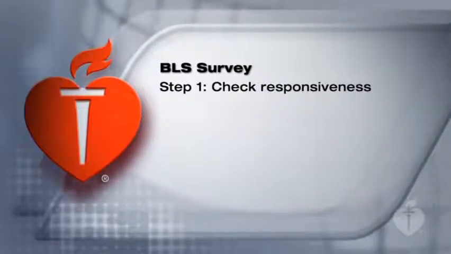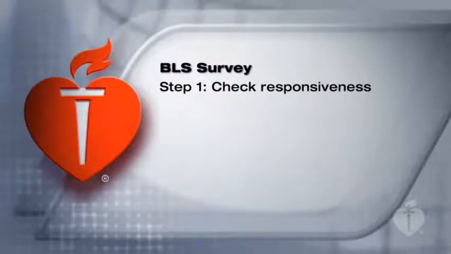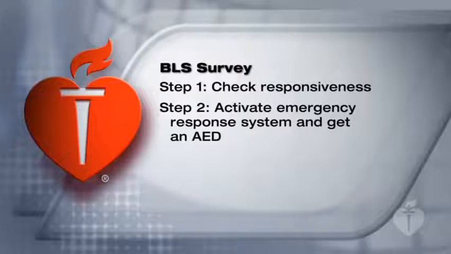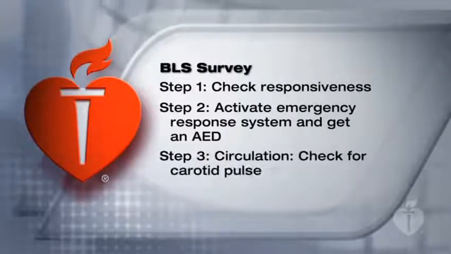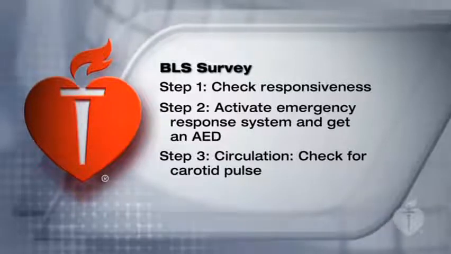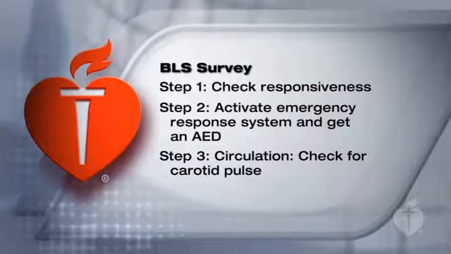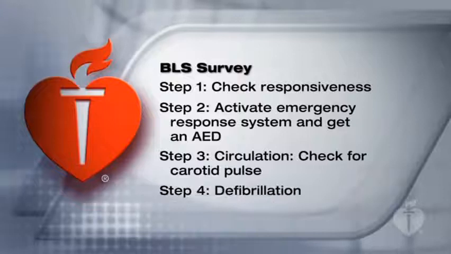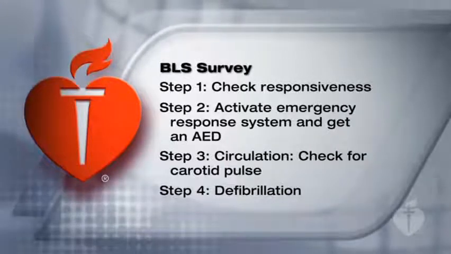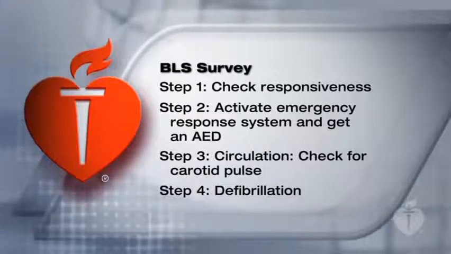Let's review the 4 steps of the BLS survey. Step 1, check responsiveness. Tap and shout and scan the chest for movement. Step 2, activate the emergency response system and get an AED. Step 3, circulation. Check for a carotid pulse. If you cannot feel a pulse within 10 seconds, support circulation by giving cycles of 30 chest compressions followed by 2 ventilations. Step 4, defibrillation. As soon as possible, connect an AED or defibrillator and, if indicated, deliver a shock.